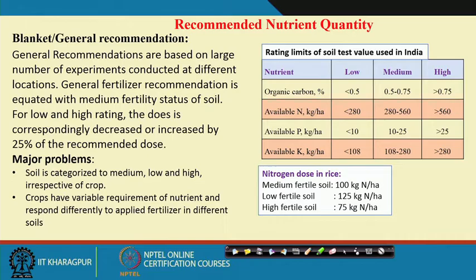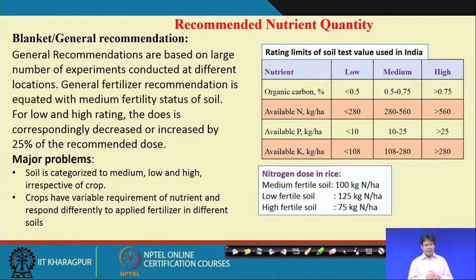So, to recommend the nutrient quantity, the old, conventional method is the blanket or general recommendation. Usually the farmers follow the traditional way for N recommendations. General recommendations are based on a large number of experiments conducted at different locations, and the general fertilizer recommendation is equated with the medium fertility status of soil.